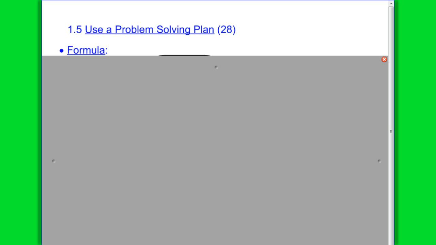Yes, 1.5, using a problem-solving plan. So this is the second topic today. It begins on page 28. And we simply are doing a quick review of some formulas that you have used. And you will face some real-world topics and use order of operations, variable expressions, the things we've been talking about, in solving some problems.